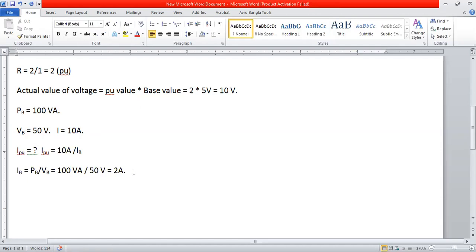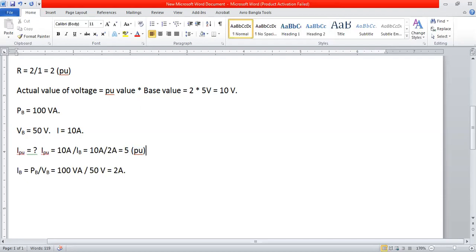Now whenever we get the base current as 2 ampere, then we will calculate the per unit current, because now the per unit current should be 10 ampere divided by the value of base, that is 2 ampere. So ampere should be eliminated. The current per unit is 5 pu. So this is the per unit value of current, that is 5 pu. So this is the answer.